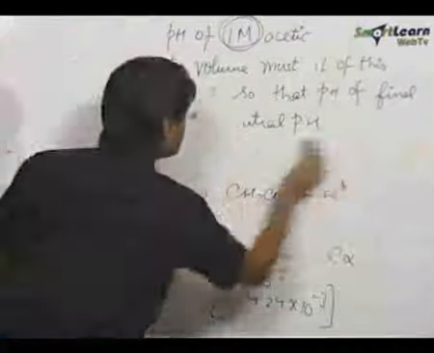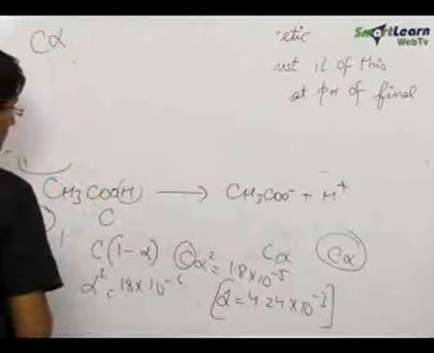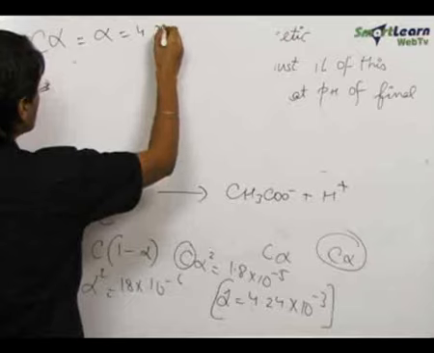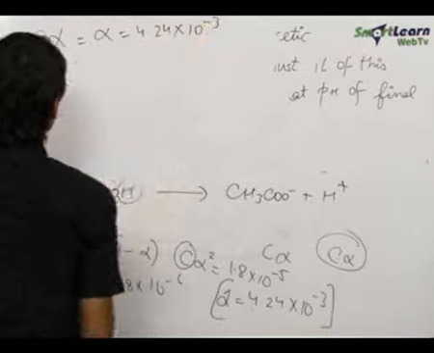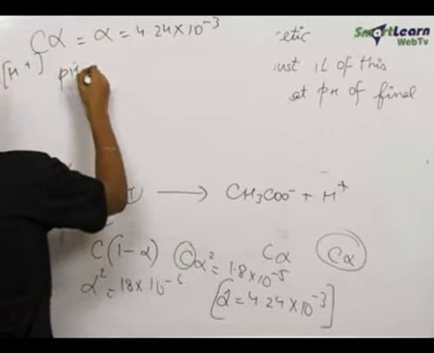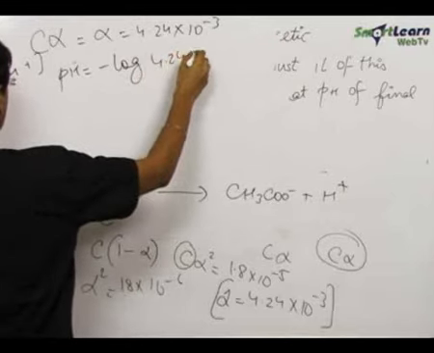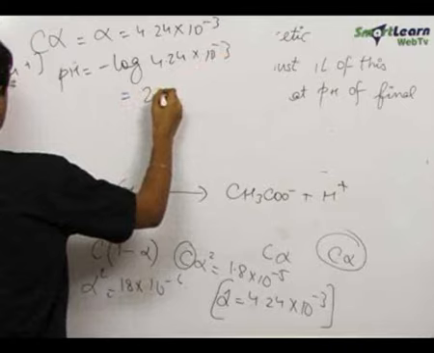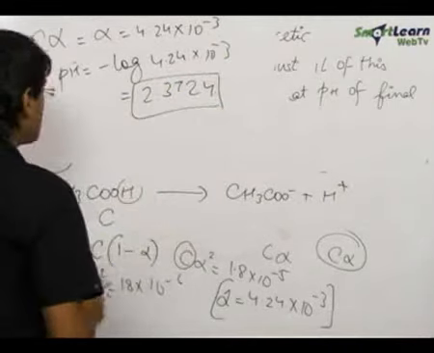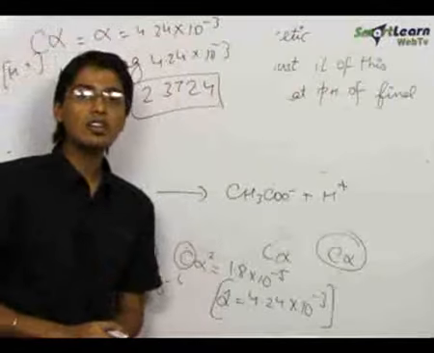Now from this reaction, we can see that the H+ ion concentration is C alpha, that is alpha, since C is 1 and alpha is 4.24 × 10^-3. This is the H+ ion concentration. Hence our pH will be equal to minus log of 4.24 × 10^-3, and this is equal to 2.3724. Hence our pH for 1 molar acetic acid comes out to be 2.3724, which is the answer of our first part.